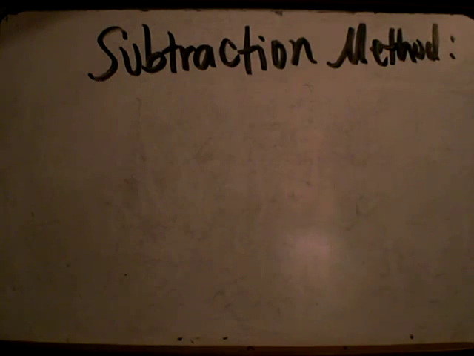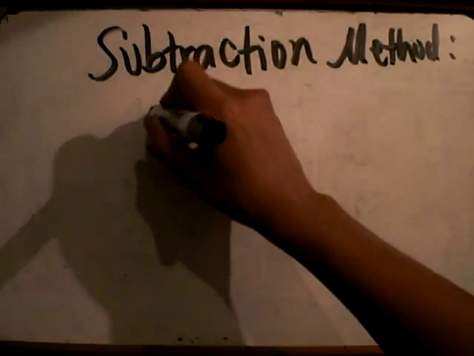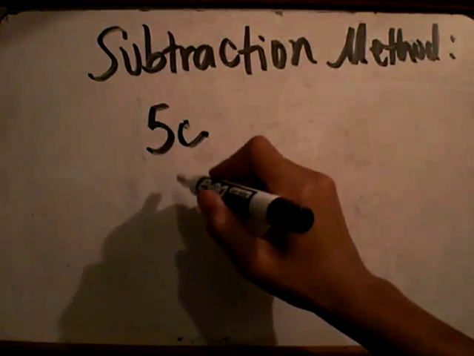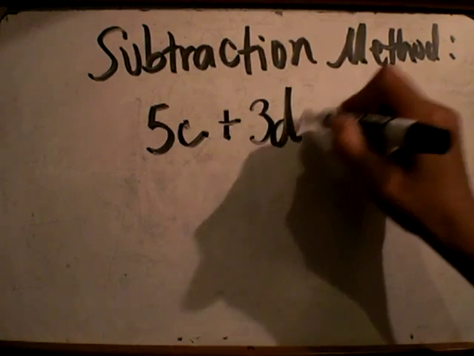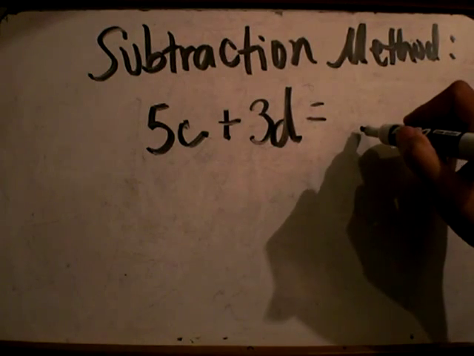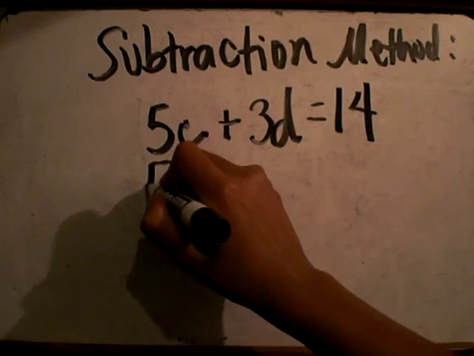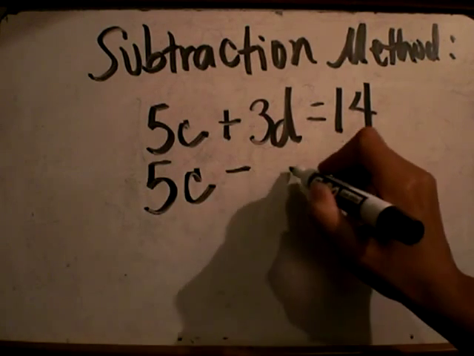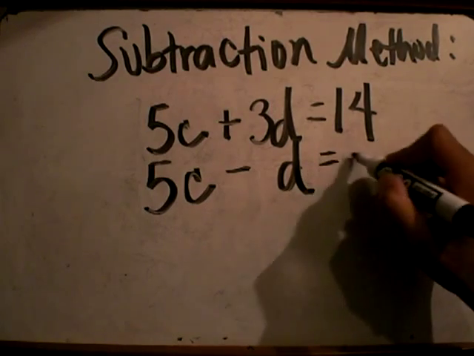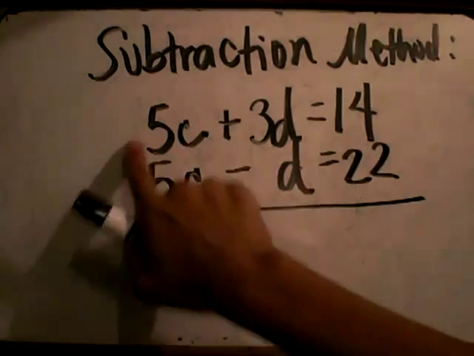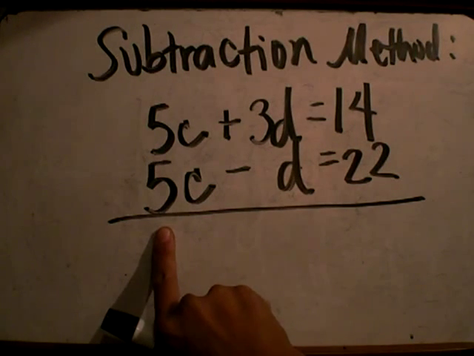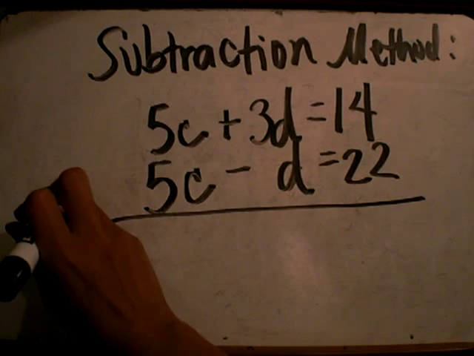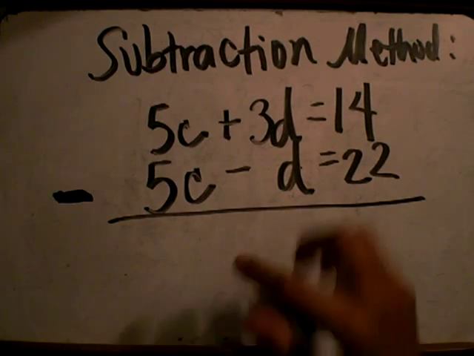It's going to be pretty obvious that we have to use the subtraction method, because you're going to see that we have a pair of coefficients that are the same. See how they're both the same? This one's positive 5, positive 5. So when you have coefficients that are the same, that's when you want to subtract.